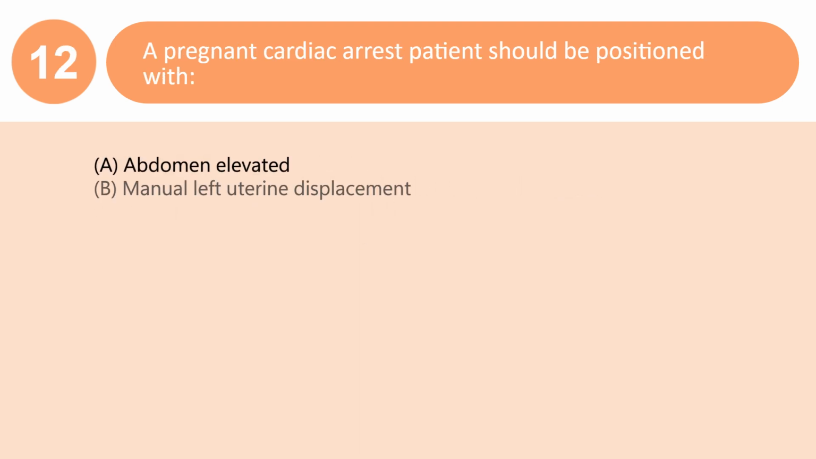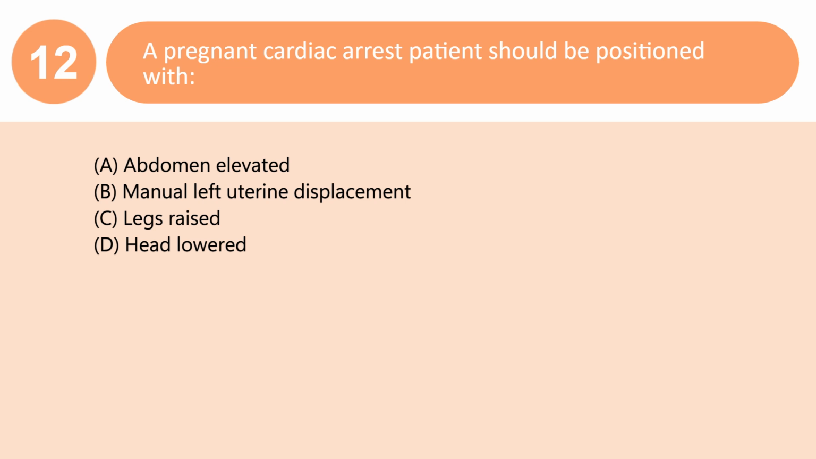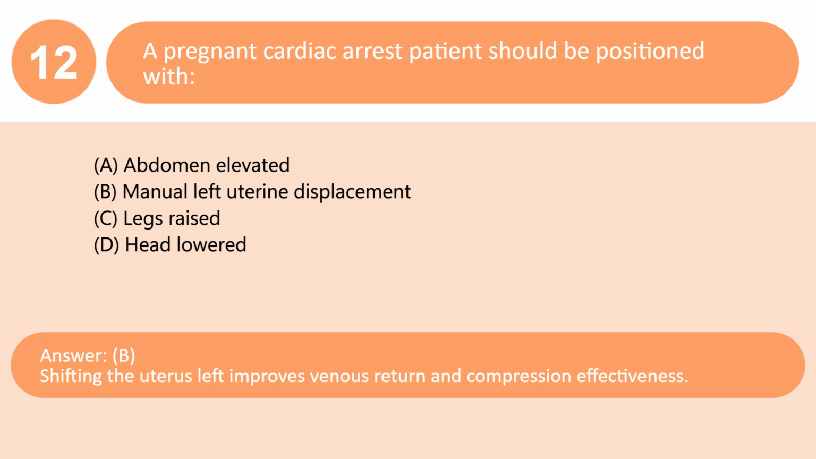A pregnant cardiac arrest patient should be positioned with: A. Abdomen elevated. B. Manual left uterine displacement. C. Legs raised. D. Head lowered. Answer: B. Shifting the uterus left improves venous return and compression effectiveness.